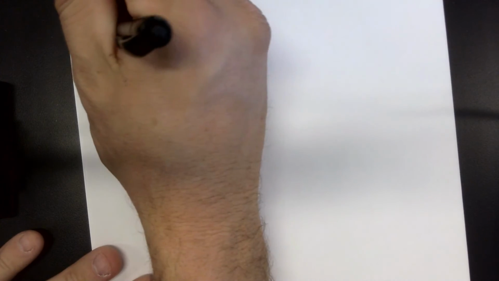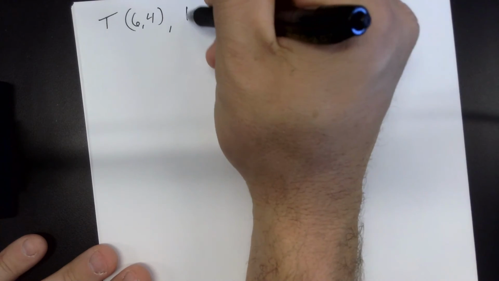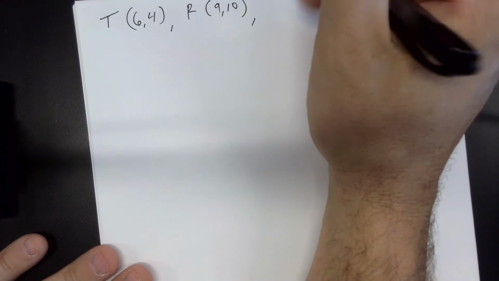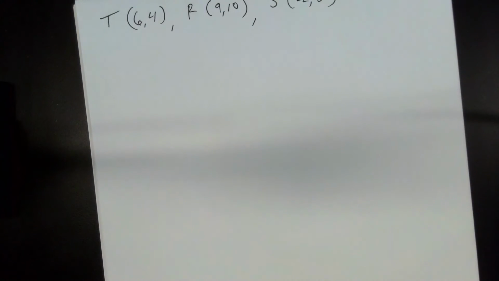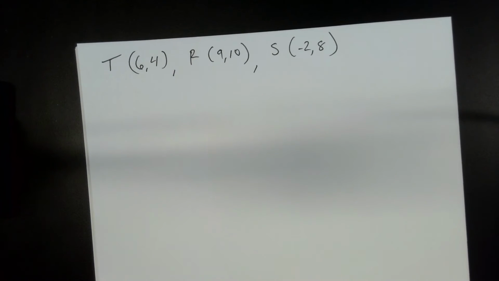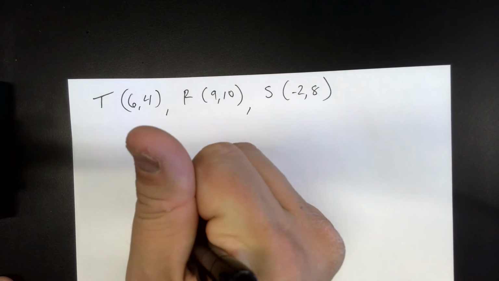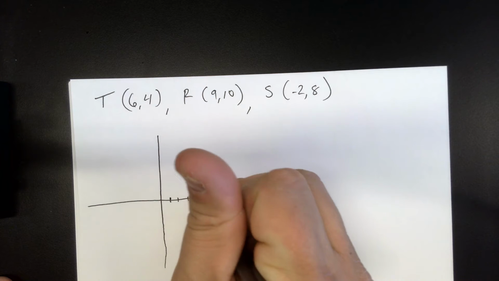Look at this one. T is (6, 4), R is (9, 10), and S is (-2, 8). If you want to, I'm not saying you need to. So here we go. Here's our graph. First point is (6, 4).